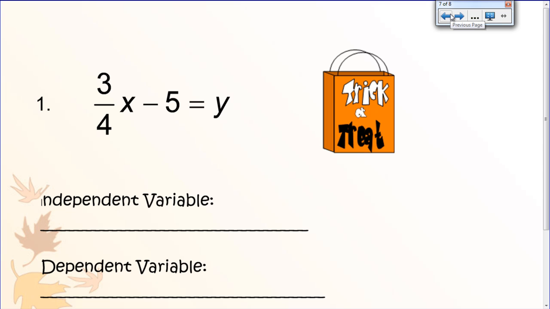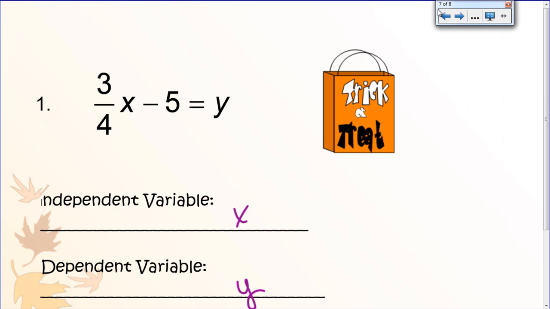So one last one. I have 3/4 x minus 5 equals y. I don't even know what the y and the x stand for, but it doesn't really matter. I have an equation. Y is all by itself, so the dependent variable is y. The independent variable in this problem is x. Because the y is by itself, I have to know what x equals to find out y.